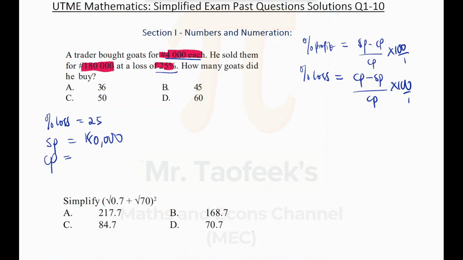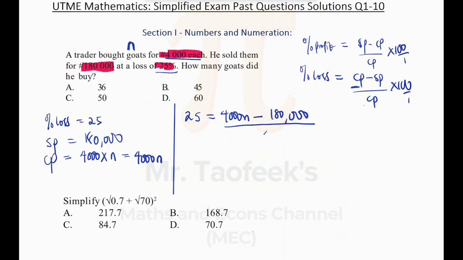Let's assume he bought n number of goats. So if he bought n number of goats and one of the goats cost 4,000 naira each, it means the total cost price is going to be the 4,000 naira for one goat times what? Times n, which is the number of goats, and that gives us 4,000n. So having everything written out like that, now let's plug in our numbers. So percentage loss is 25, which is equal to our cost price, which is going to be 4,000n, take away the selling price, which is 180,000, divided by the cost price, which is 4,000n.